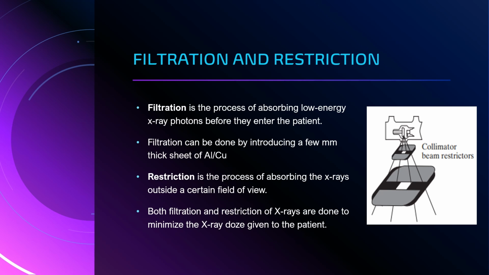Filtration can be done by introducing a few millimeter thick sheet of aluminium or copper. On the other hand, restriction of X-rays can be done by introducing a small device known as a collimator beam restrictor. You can see that device in the diagram on the screen.